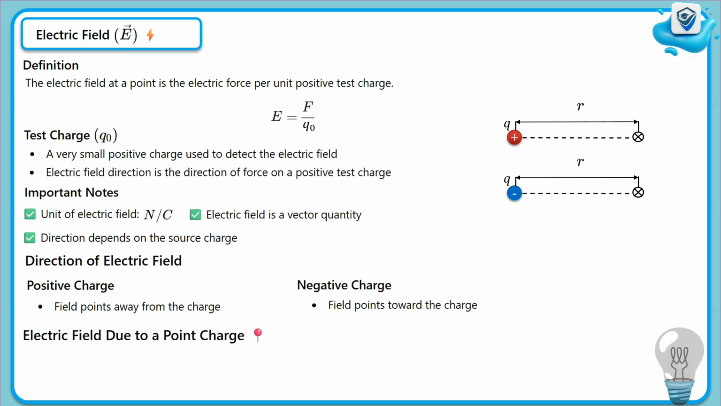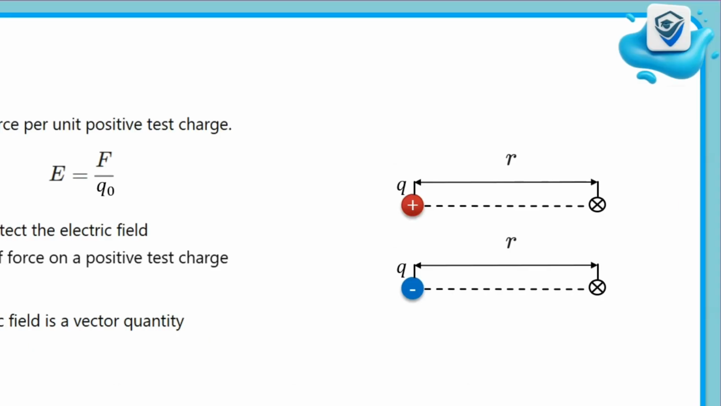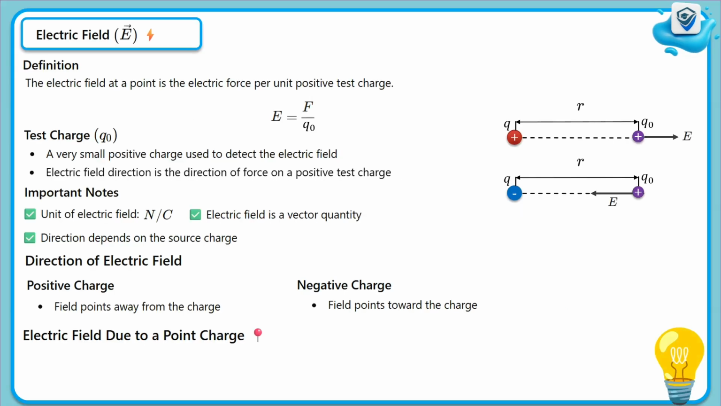Now, let's talk about the direction of the electric field. To determine the direction, we imagine placing a positive test charge near the source charge. For a positive charge, the positive test charge is repelled, so the electric field points away from the charge. For a negative charge, the positive test charge is attracted, so the electric field points toward the charge. This direction rule is extremely important in electric field problems and vector analysis.